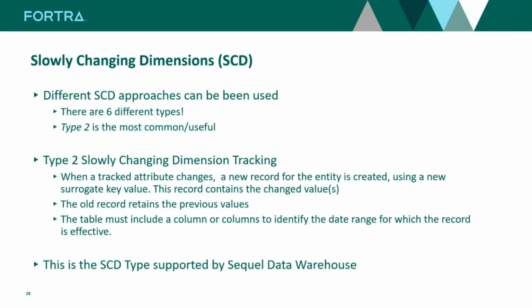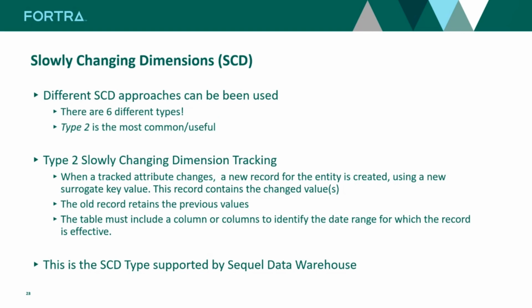The concept of slowly changing dimensions was developed to solve this issue by tracking the attribute changes in the data warehouse. There are several different approaches as to how these changes are tracked. We won't go into the details of these approaches in our discussion today. Each one has its pros and cons, but most organizations find that the approach known as Type 2 slowly changing dimensions is the best solution.